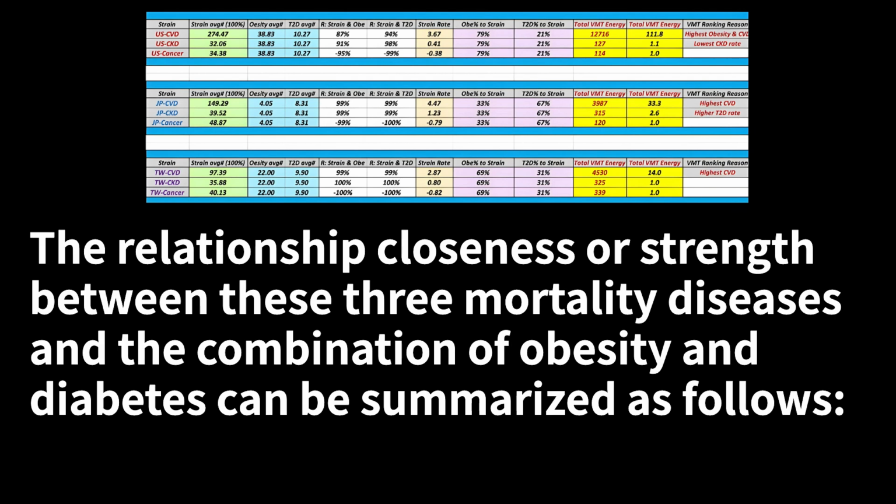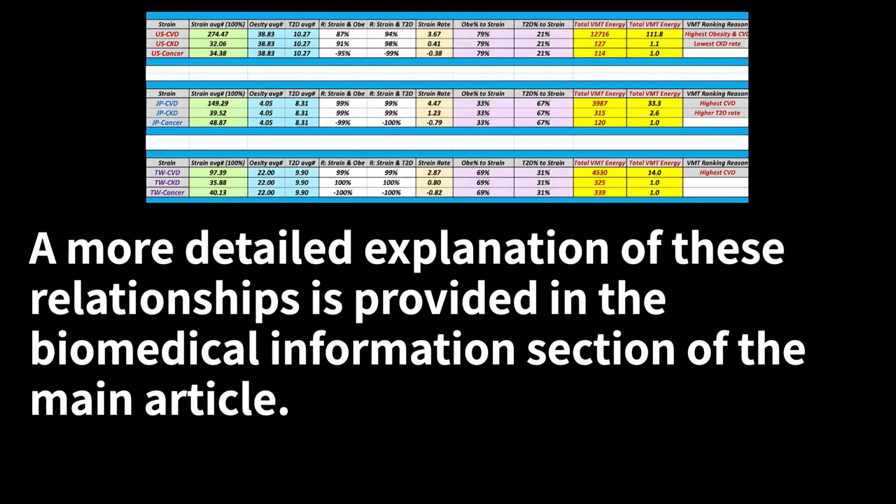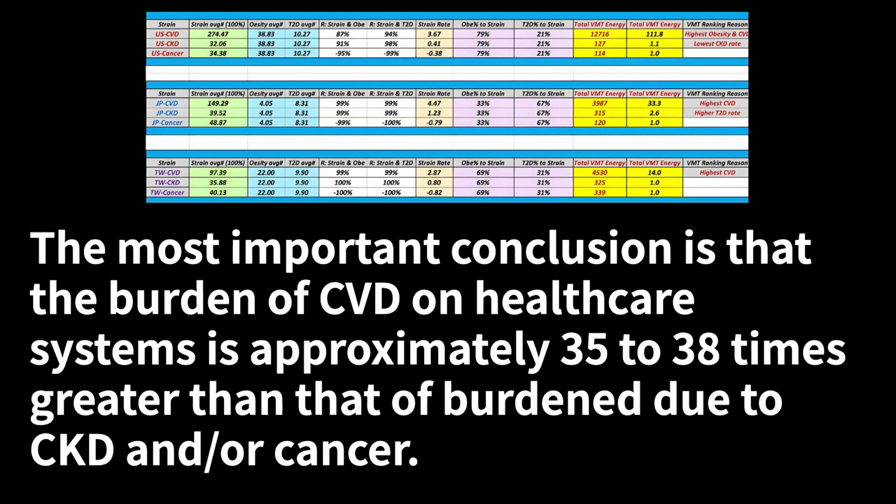The relationship closeness or strength between these three mortality diseases, and the combination of obesity and diabetes can be summarized as follows. CVD with obesity and diabetes: very strong. CKD with obesity and diabetes: strong. Cancers with obesity and diabetes: moderate to strong. A more detailed explanation of these relationships is provided in the biomedical information section of the main article. The most important conclusion is that the burden of CVD on healthcare systems is approximately 35 to 38 times greater than that of burden due to CKD and/or cancer.